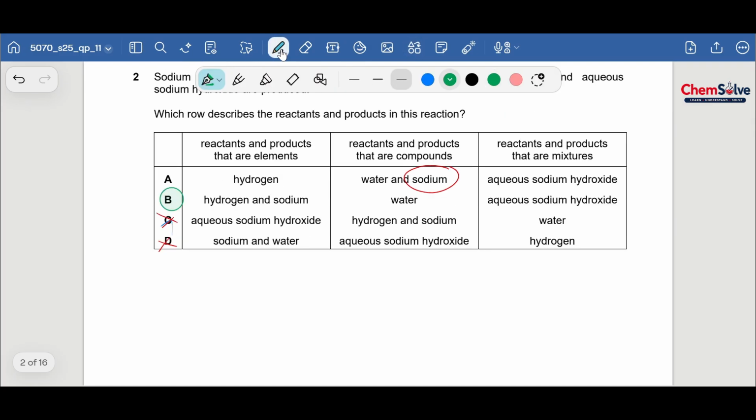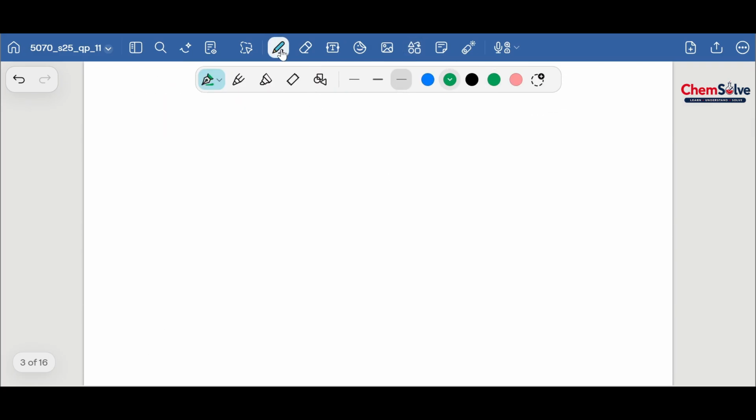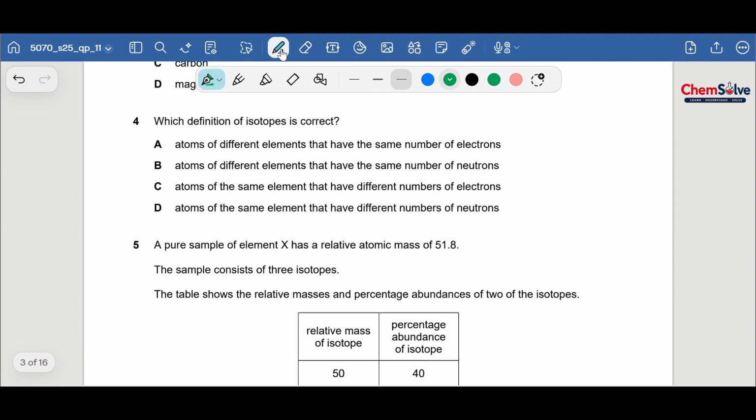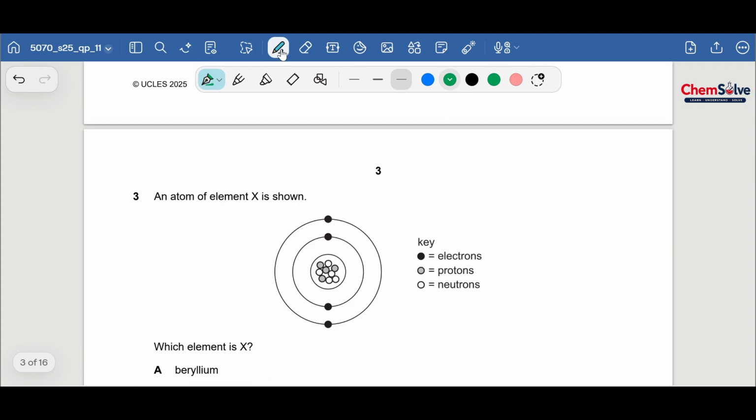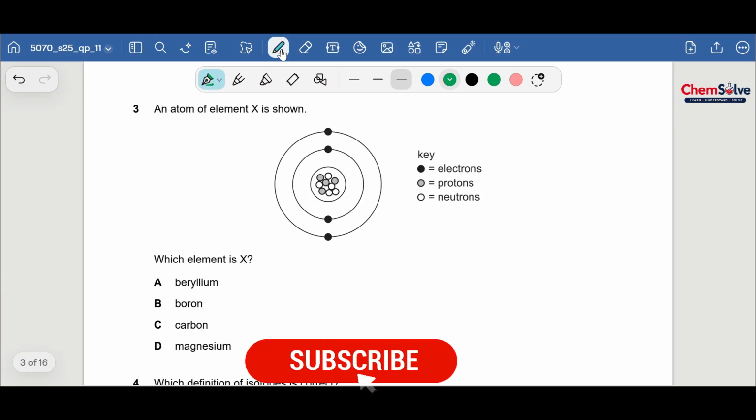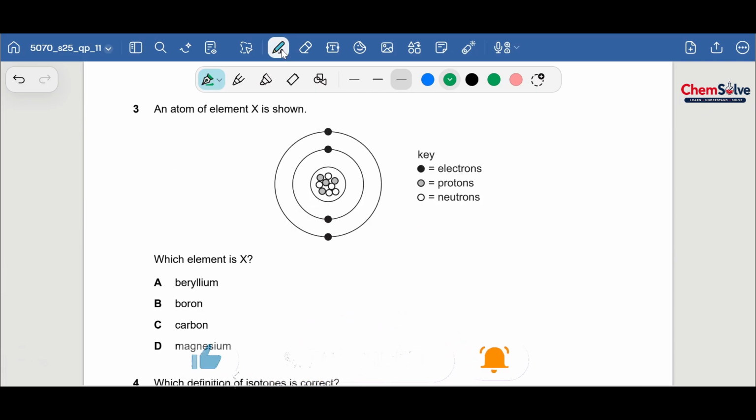So let's move to the next question. Question number 3. An atom of element X is shown. Okay, so according to the key, the shaded ones are the electrons, the lightly shaded ones are the protons, and the unshaded ones are the neutrons. Which element is X? Beryllium, boron, carbon, and magnesium.